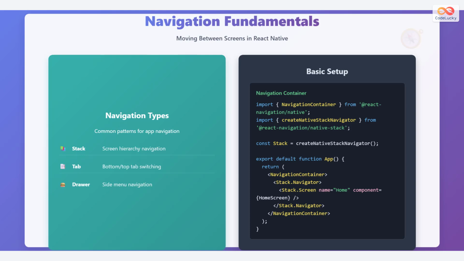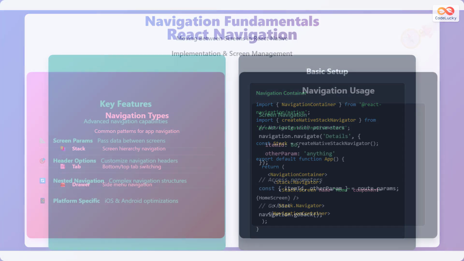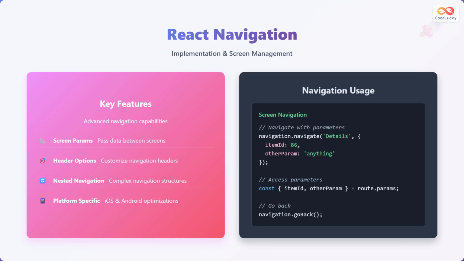The React Navigation library is the most popular solution, providing comprehensive navigation capabilities with smooth animations and platform-specific behaviors for both iOS and Android applications. React Navigation is the most widely adopted navigation solution for React Native applications, offering powerful features for managing screen transitions and user flow. Implementation begins with installing the navigation library and wrapping your app in a navigation container component.